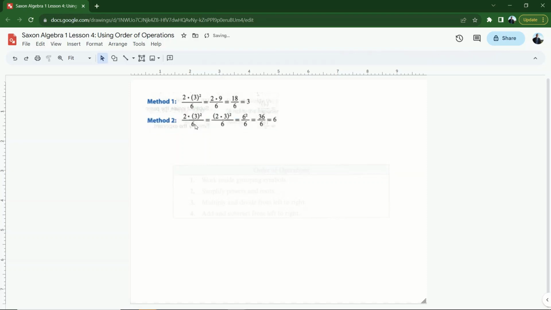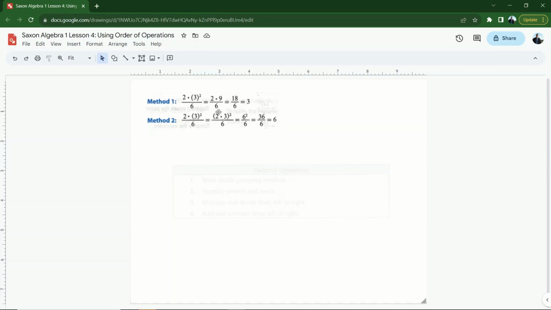What about this method, though? Isn't this equally viable? 2 times 3 squared divided by 6 could be 2 times 3, squared, divided by 6. Which could simplify to 6 squared over 6, or 36 over 6, which simplifies to 6. But wait a second, I started with the same numbers. So how could I end with different values? And the trick is the order of operations.